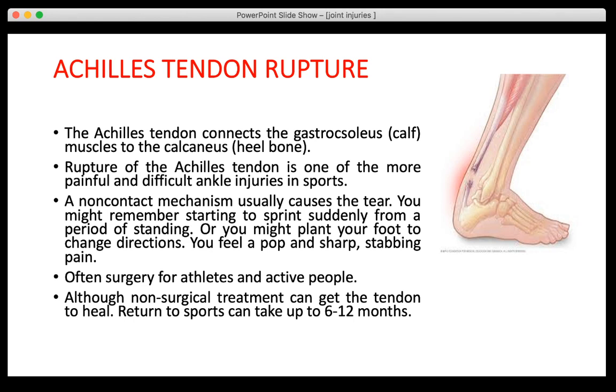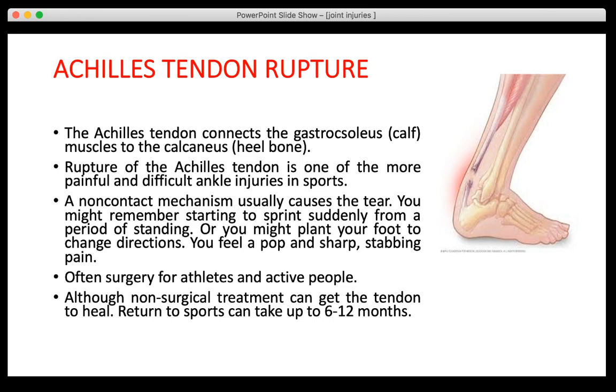So again, this is the problem of doing movements the wrong way. Biomechanically incorrect movements will lead to this kind of rupture. Again, if you are doing heel striking, that is a problem. Wrong postures and bad landing techniques can lead to this kind of injury. Or overuse of the tendon, if you are doing more hill running, that could lead to this kind of problem in the tendon. And you will feel a pop and sharp stabbing pain.